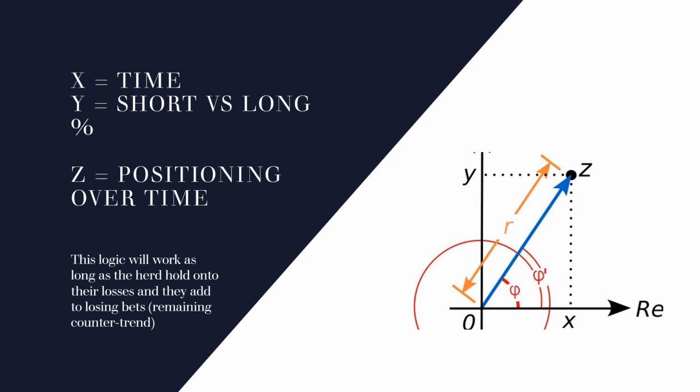This logic will work, and it will hold true as long as the herd hold on to their losses and they add to their losing bets. So they'll not only be counter trend in the first place, but they'll add to that bias, and it makes a strong signal for us. If by some strange circumstance they have excellent risk management skills and they get out of a bad trade and then they reverse, it's going to impact our signals. But so far they have been quite counter trend, and they've been losing lots of money. As long as they do, this will be fine. This QDB logic.